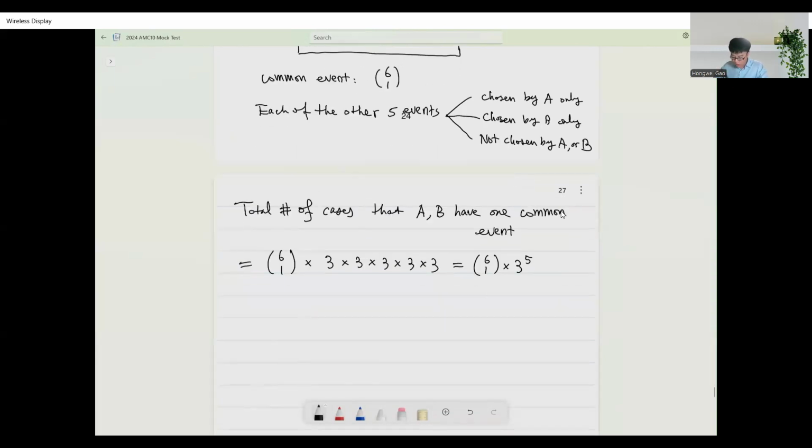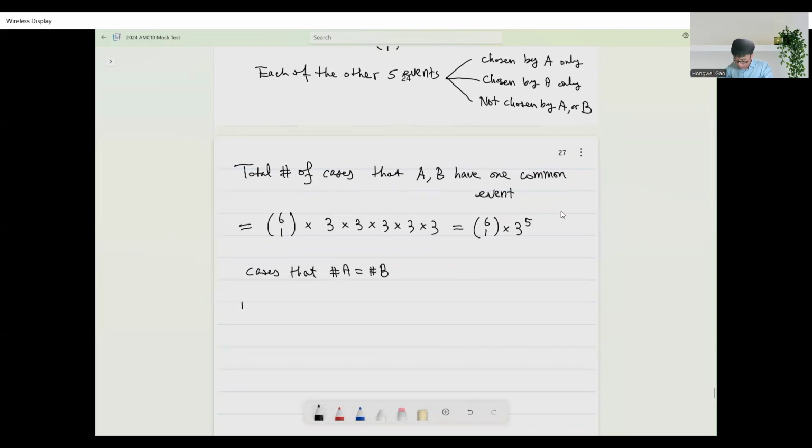Now let's consider the cases that the number of A equals the number of B. Now, case 1, because they have one common event, the number of A equals the number of B could be just equal to 1. In this case, all other 5 events are not registered by A or by B. So one case.